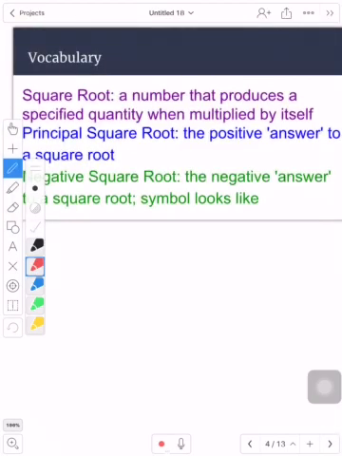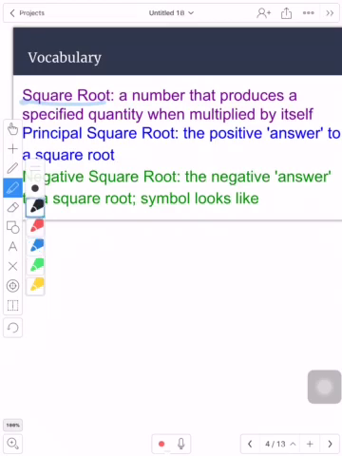Okay, now this is just a little bit of vocabulary for you here. I'm going to ask that you actually pause the video to write out the vocabulary words, because I'm going to go a little bit faster than you'll be able to write, I would guess. So the first vocabulary word that we are going to talk about right now is square root. A square root is a number that produces a specified quantity when multiplied by itself.